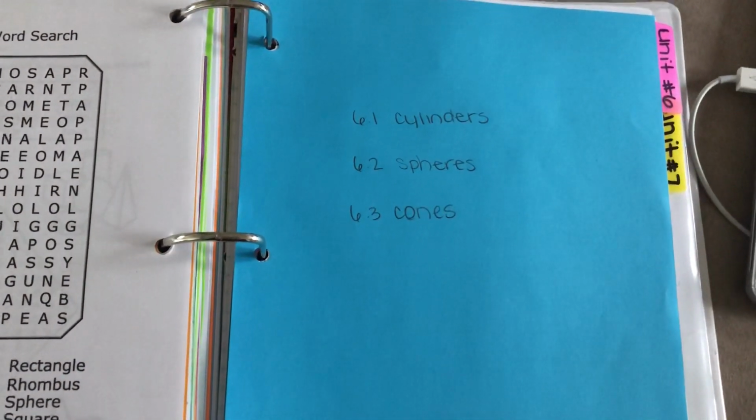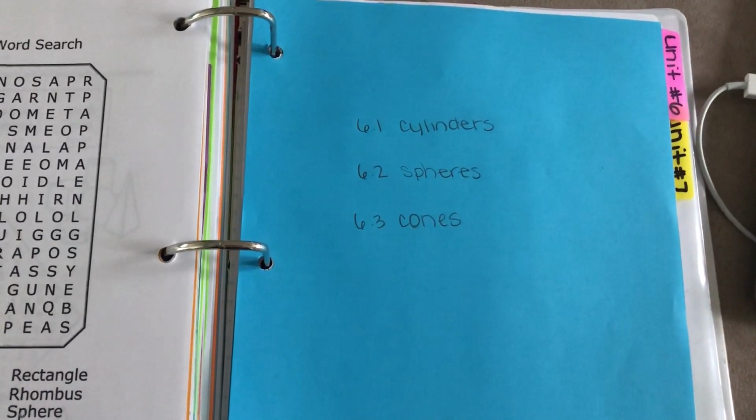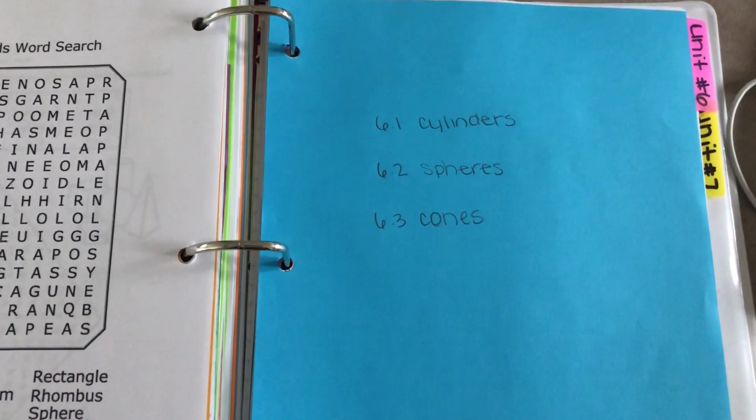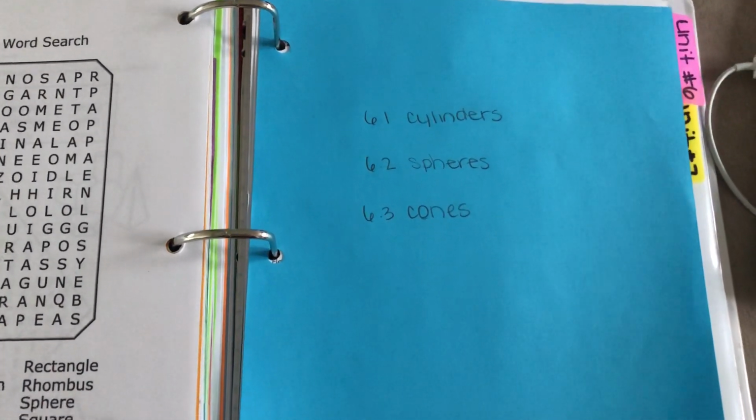Morning, everybody. We are in our final day of reviewing equations. So we are going to look at equations today as we're finding volumes of cylinders, spheres, and cones. So this is Unit 6 and the final unit of review.